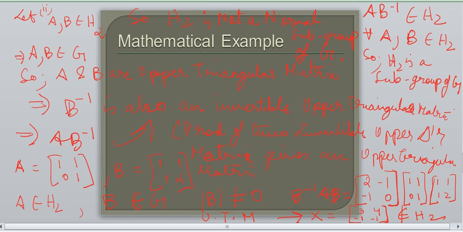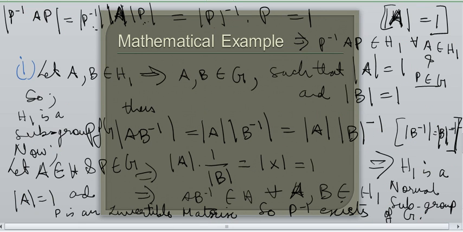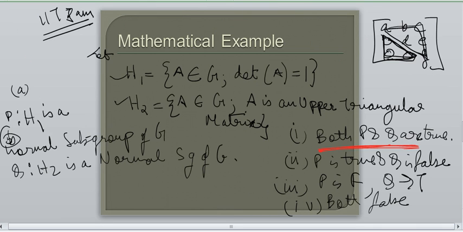So which option is correct, students? Option B is correct. Why? Because you have already seen that P is coming true. P is true, but Q is wrong. This P part is true. The H2 one is wrong.